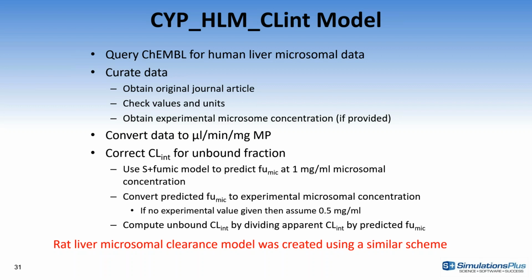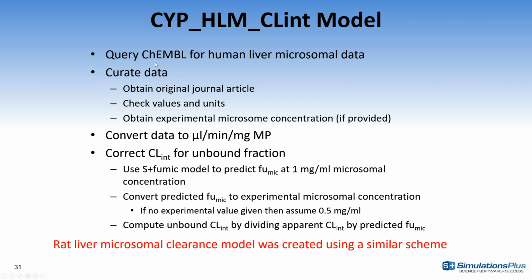We also developed a model based on human liver microsomes and rat liver microsomal clearance. For the human liver microsomal clearance, we queried ChEMBL and extracted the data. Then we had to go through a heavy curation process. And this was because ChEMBL kind of messed up the units on a lot of the molecules.